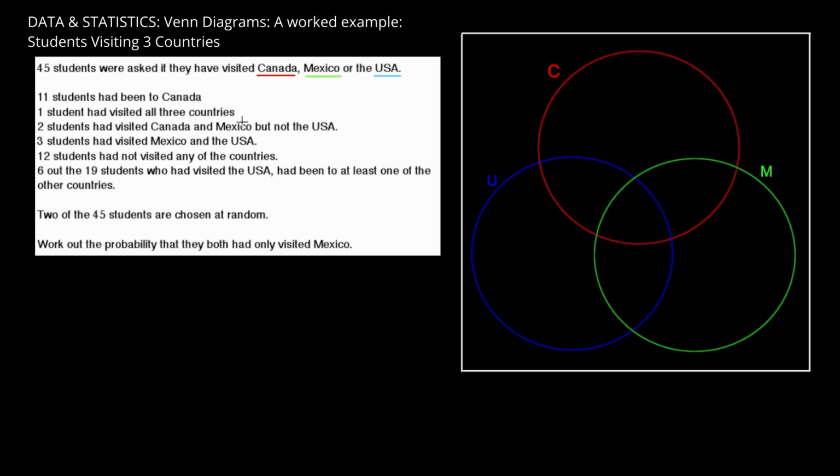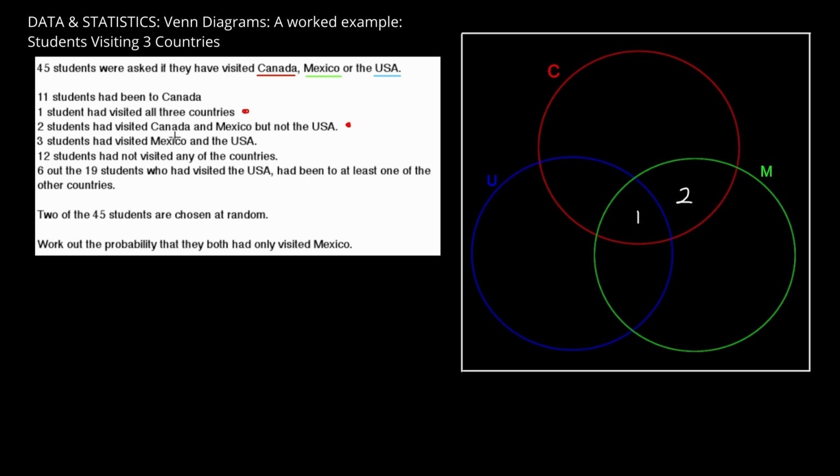One student has visited all three countries. Well, there is only one place we can put that one student, and that is right in the middle of the diagram there. Two students have visited Canada and Mexico, but not the USA. So Canada and Mexico, can we put this one in? Canada and Mexico, but not the USA. Yes, we can, because that area represents precisely that. So I can put two students in there. So let's mark the ones we've done.